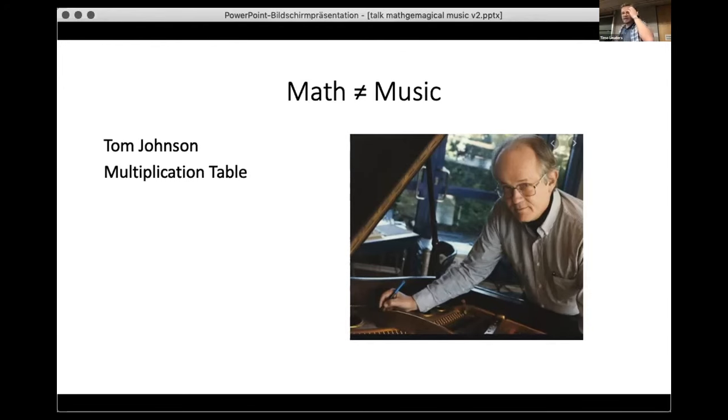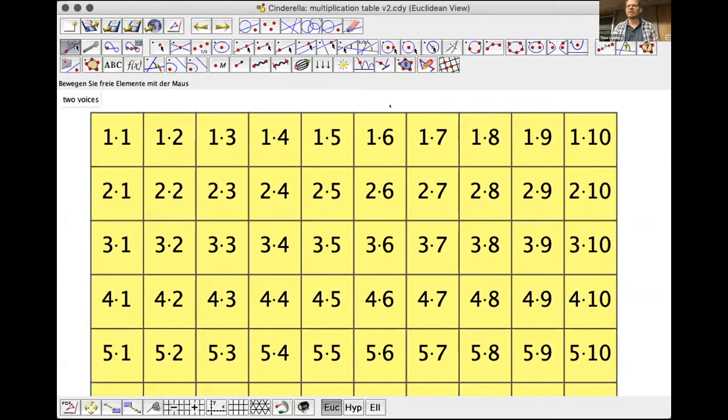And one of them is a multiplication table. Math educators begin to expect interesting things. The multiplication table somehow shows how mathematics and music are not so related. You should now see the multiplication table.